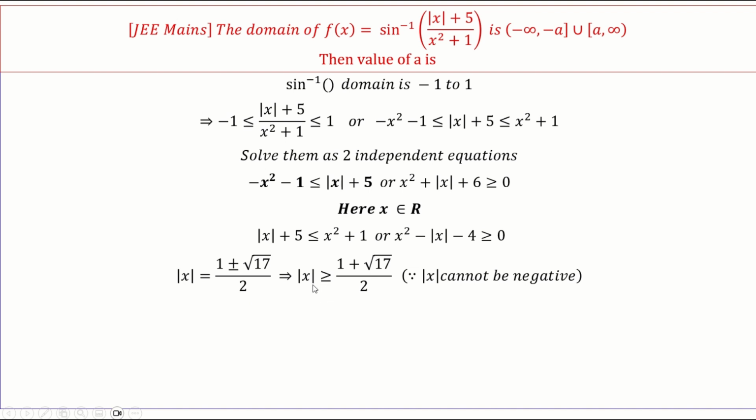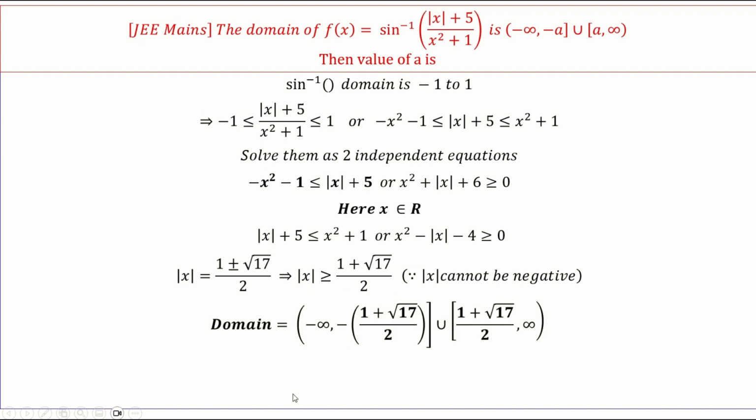So I'm taking only this value. Absolute x is greater than or equal to 1 plus square root of 17 divided by 2, which means the domain is minus infinity to minus of this value, union 1 plus square root of 17 divided by 2 comma positive infinity. If I compare with this, a is equal to 1 plus square root of 17 divided by 2. Hope you understand. If you practice more, you can do it very fast. Range and domain problems, you have to practice more and more.